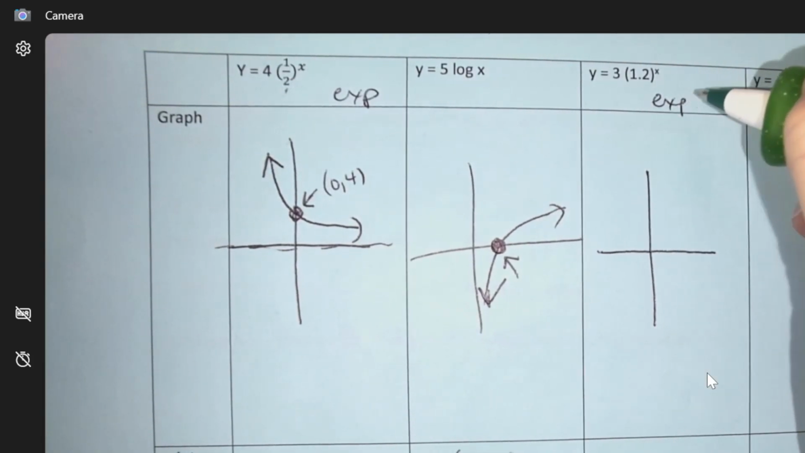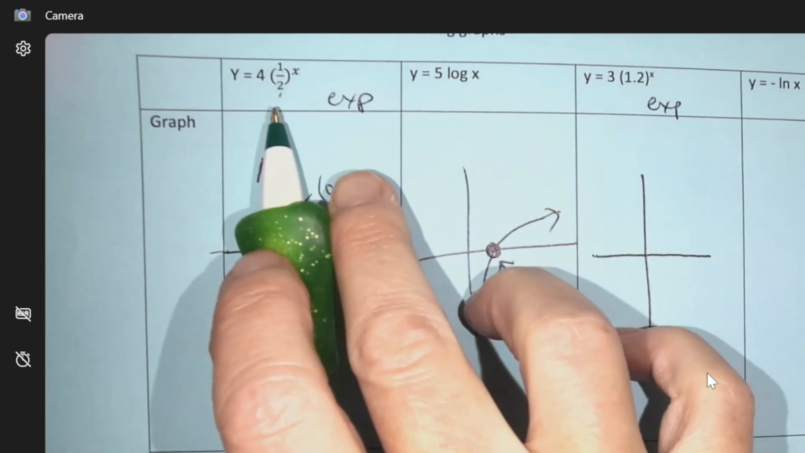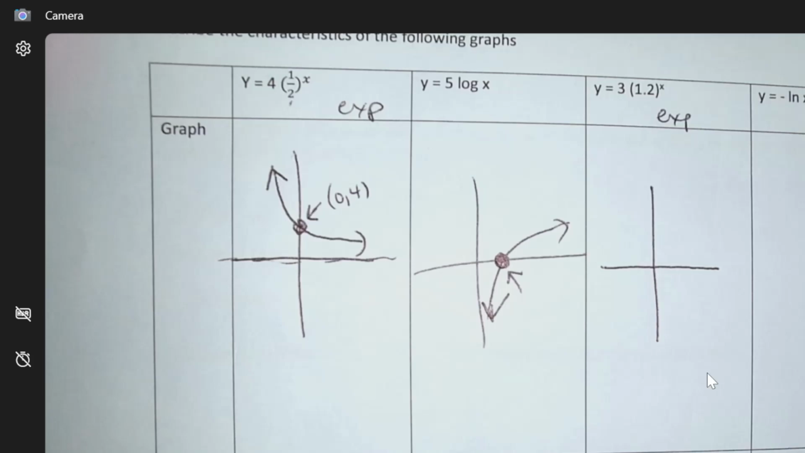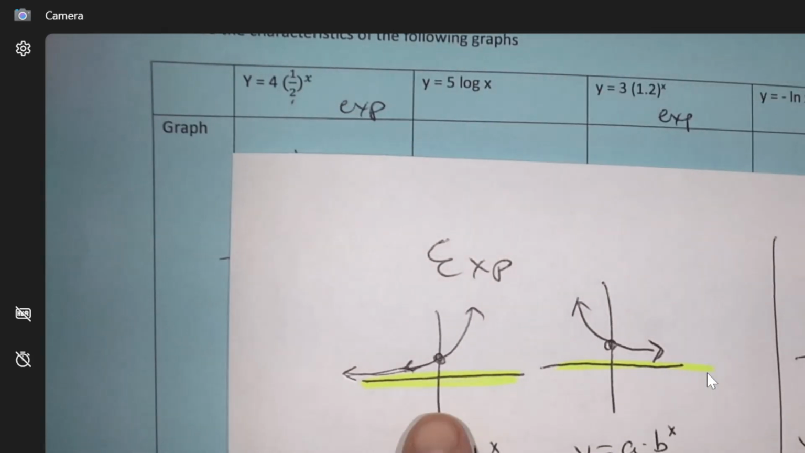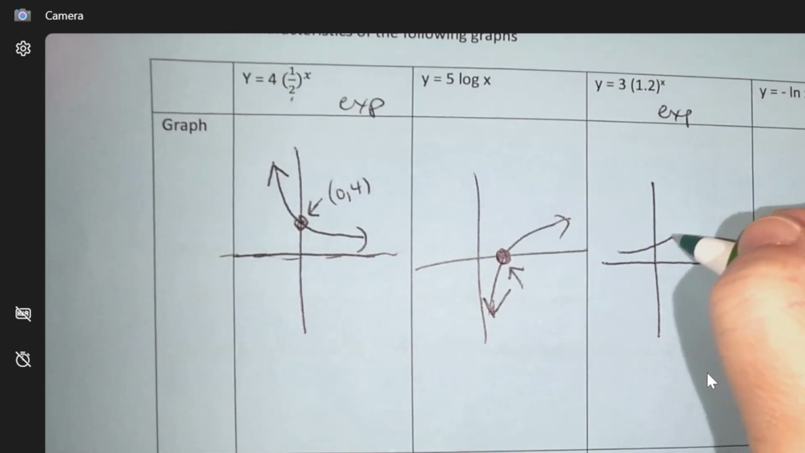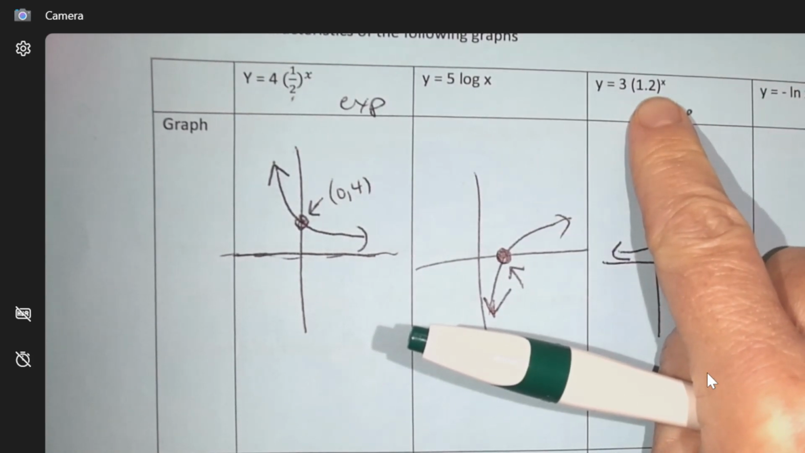Okay, we are back to an exponential. Okay, do you see a difference? Why I know exponential versus log? Okay, exponential, is it growing or decreasing? It's growing. How do I know? It's 1.2. It's a 20% increase.